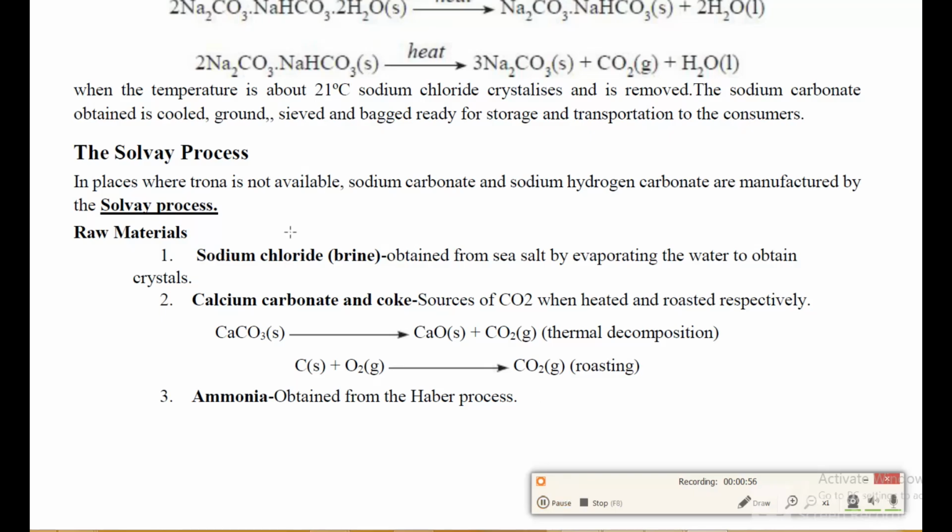So in the Solvay process, I've said that you first know the raw materials. The raw materials are brine, which is sodium chloride, and then calcium carbonate and the coke, which are the sources of carbon dioxide that is very important in this process. So calcium carbonate is heated to form calcium oxide plus CO2, and that is what is required. Also carbon, called coke, is heated with oxygen to form carbon dioxide.